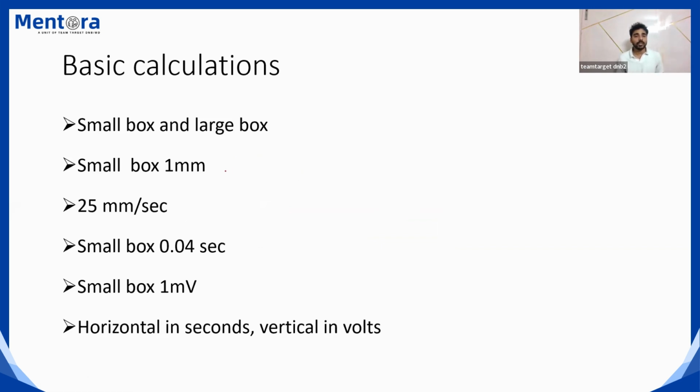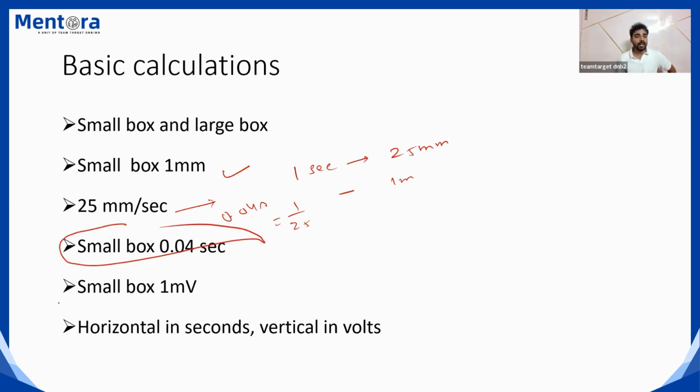So as I discussed, small box is 1 mm and also large box is 5 mm, and actually ECG runs at speed of 25 mm per second. That indicates what? 1 second it will cover 25 mm. Then if you see 1 mm, it is 1 by 25. That's almost equal to 0.04 second. So each small box is 0.04 seconds, and each small box in vertical direction is 1 millivolt. Even though you don't remember any calculation, just only remember this thing. Each small box is 0.04 second and each small box amplitude is 1 millivolt.